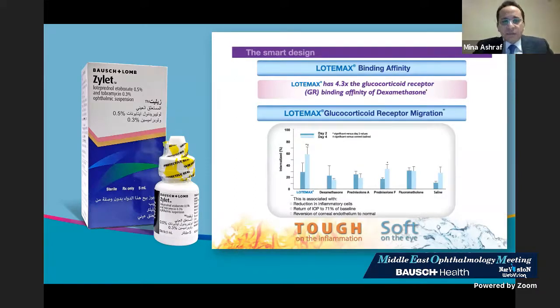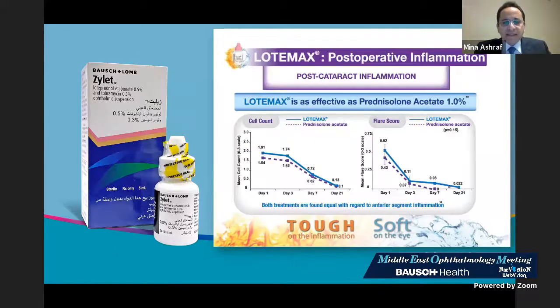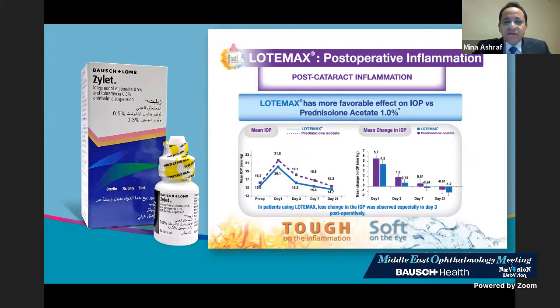Clinically, loteprednol etabonate is as effective as prednisolone acetate, and in this study it was compared to prednisolone acetate in patients undergoing cataract surgery, and we look here at the postoperative inflammation. Both loteprednol and prednisolone acetate were equally effective in reducing the cell count and flare scores. However, loteprednol had a more favorable effect on the intraocular pressure compared to prednisolone acetate, and this difference in IOP reached statistical significance on day 3 of treatment. So it's not only with prolonged duration of treatment, even at day 3 of treatment.